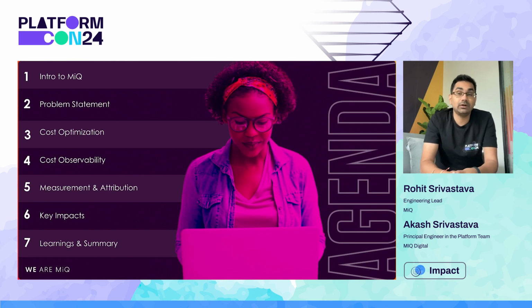Measurement and attribution, we'll also spend a little bit of time over this, because ultimately these two play a key role in making sure that FinOps remains a discipline at its core. And we'll end with a very quick summary of key impacts that we have been able to see in terms of our revenue, our product and tech cost, our cost of GP, and finally some closure with a few learnings and a summary.